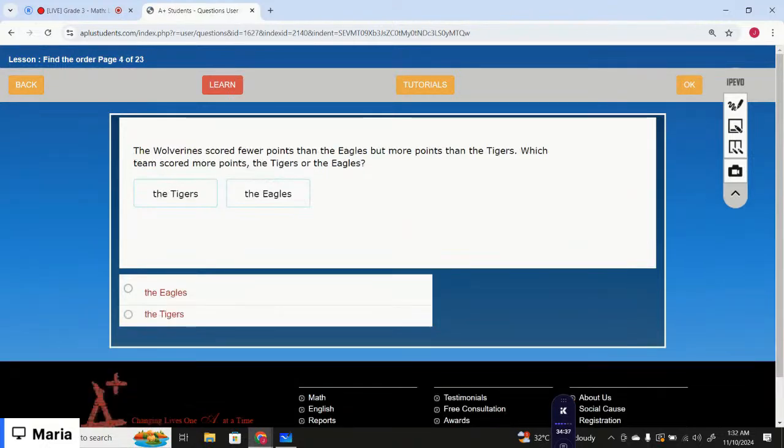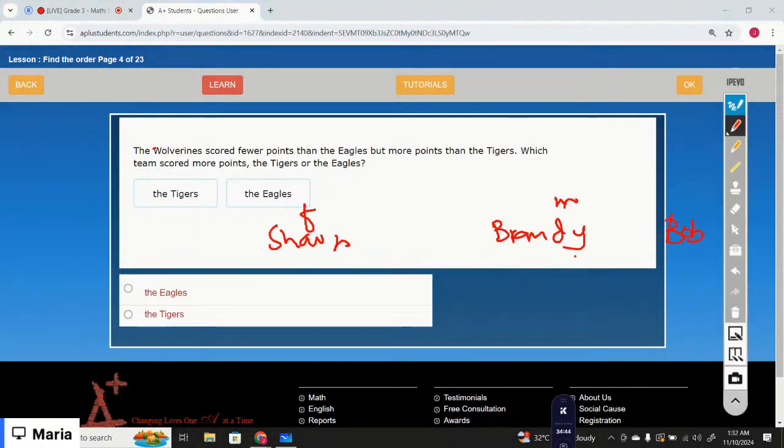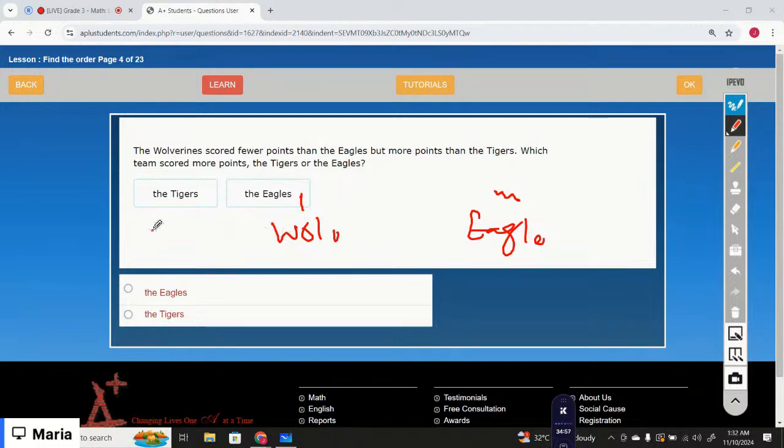Okay, the next one is the Wolverines scored fewer points than Eagles. Okay, so Eagle has more points and Wolverine have less. But more points than Tigers. That means Wolverine have more than Tigers. So here you have Tigers, right? Because Wolverine have more than Tigers. So the question is, which team scored more points, the Tiger or Eagle, which is the correct option?